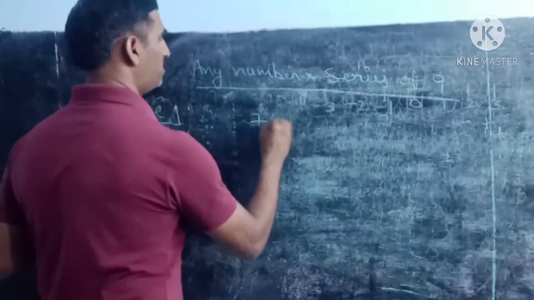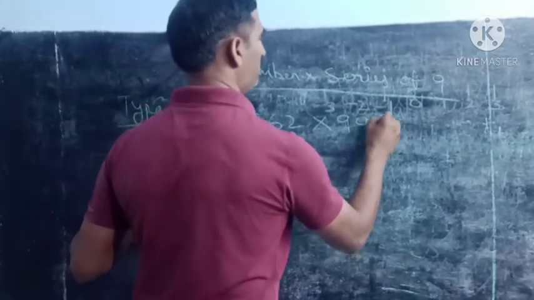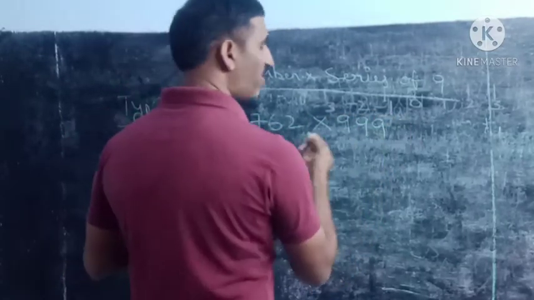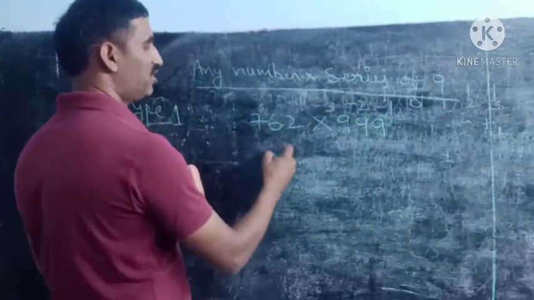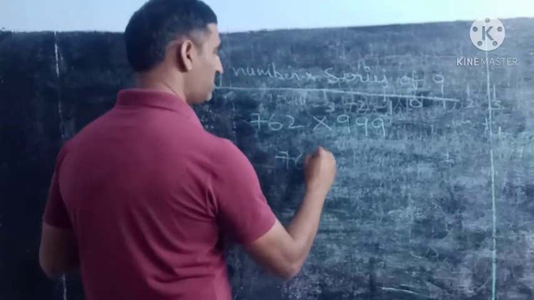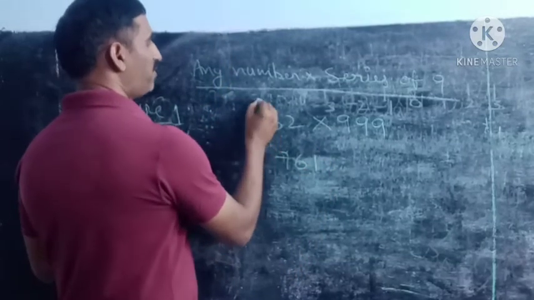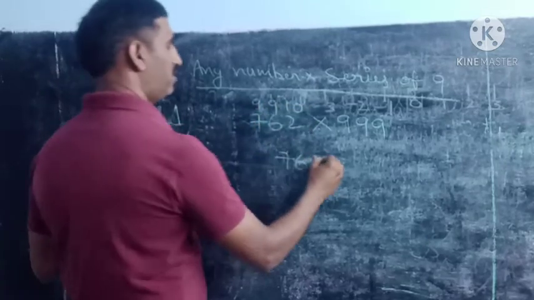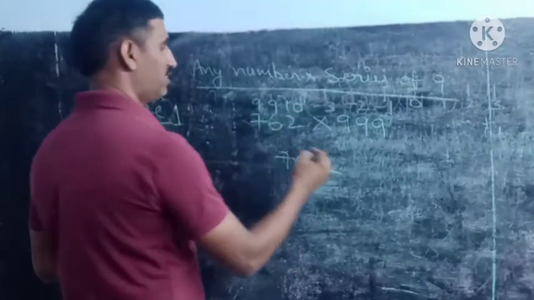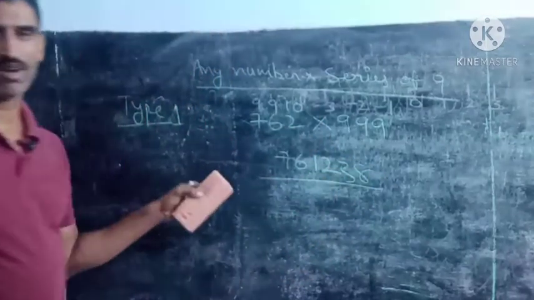762 into 999. So directly, in one step, you can do it. First subtract 1: 762 minus 1 is 761. Next subtract from 9, and the last digit from 10. So 9 minus 7, 2. 9 minus 6, 3. 10 minus 2, 8. Within a single step you are completed.